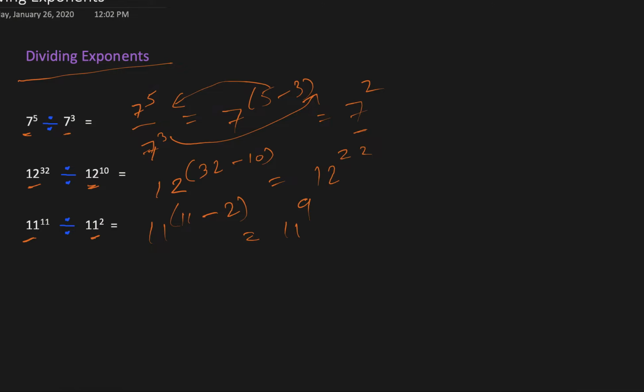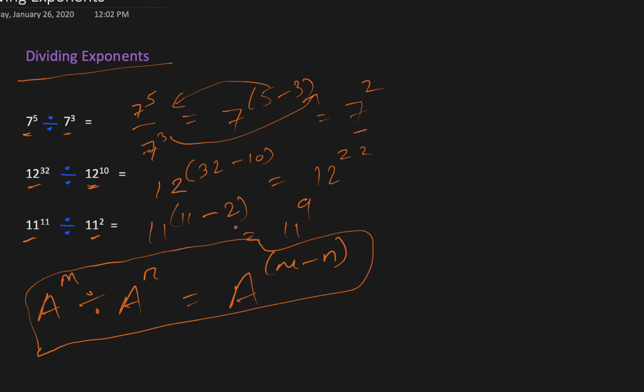If I want to generalize this, let's say a base of a with exponent m divided by the same base a raised to the power n. This would be nothing but the same base a, exponent 1 minus exponent 2, which is m minus n. And this would be our answer.